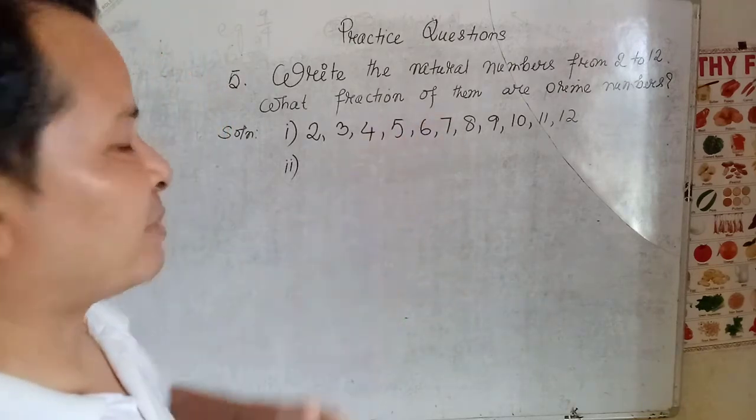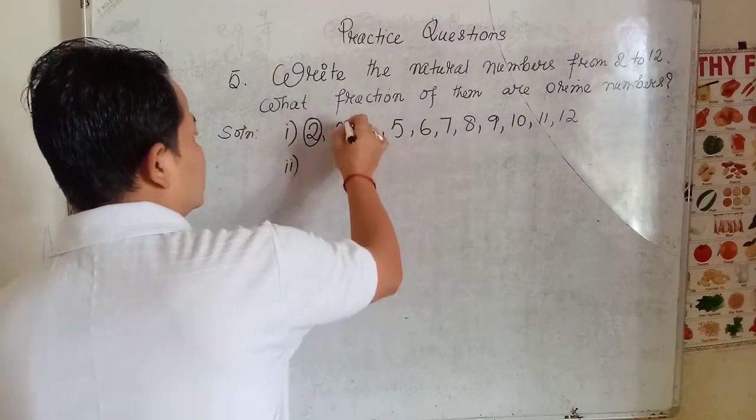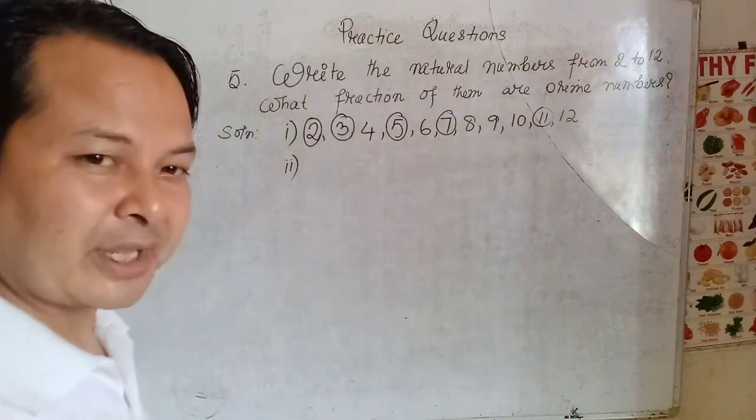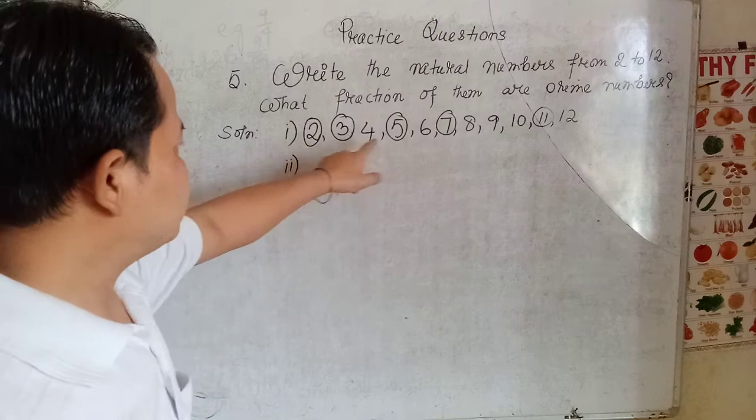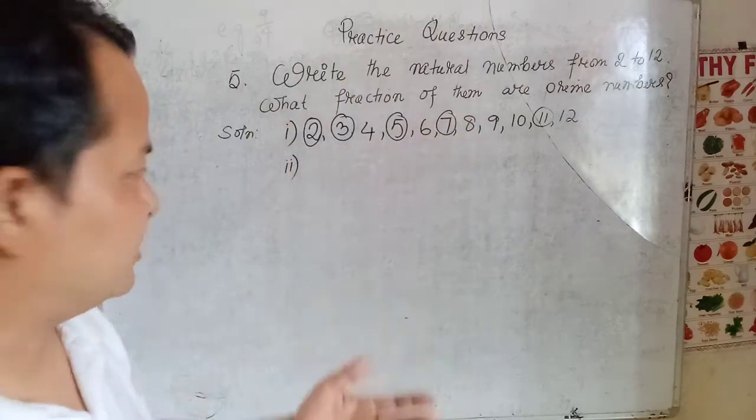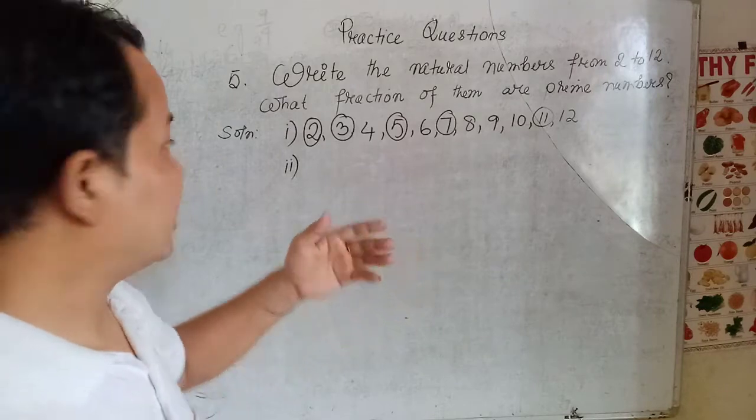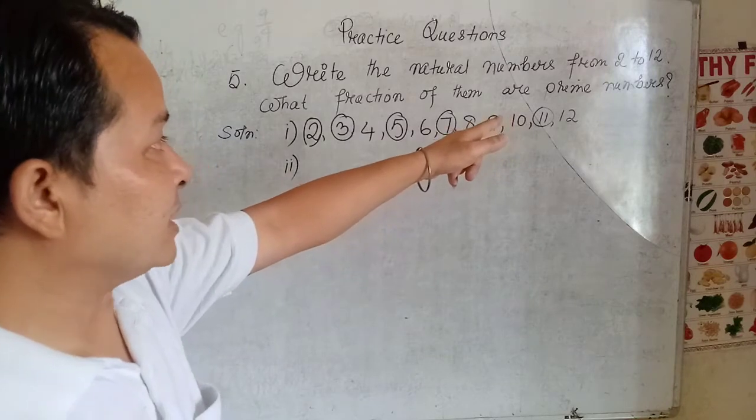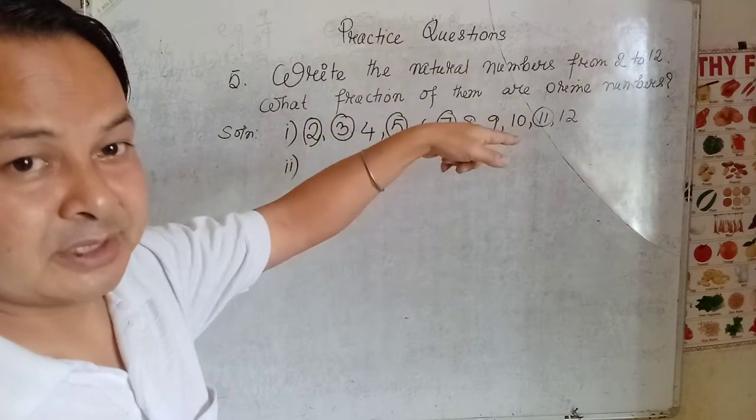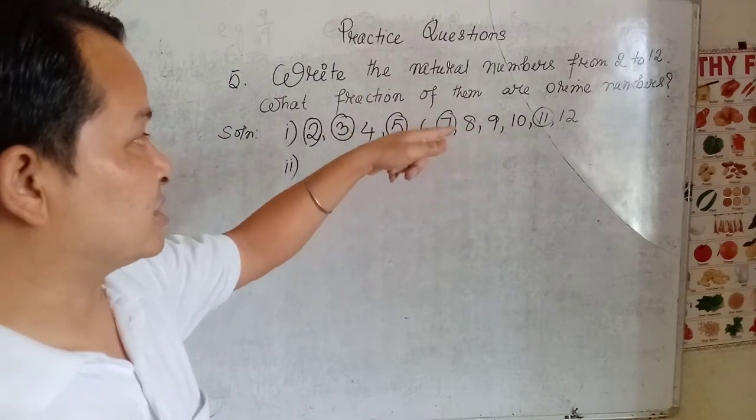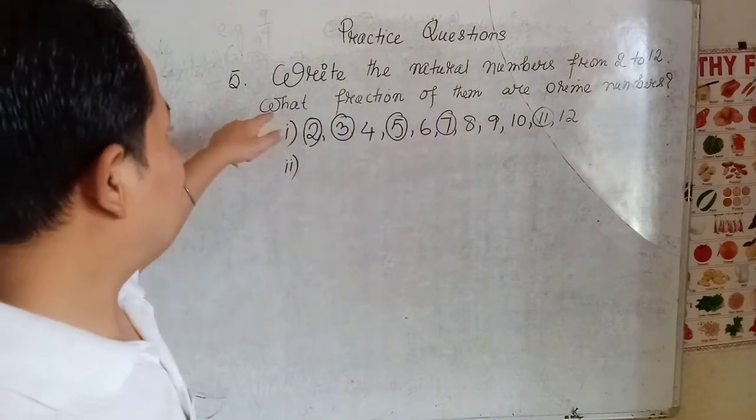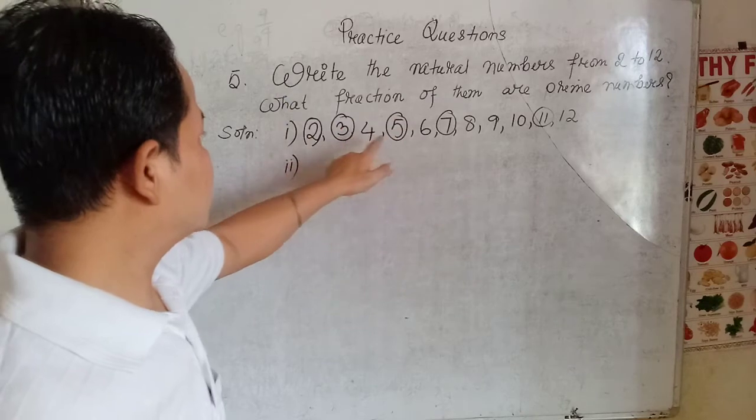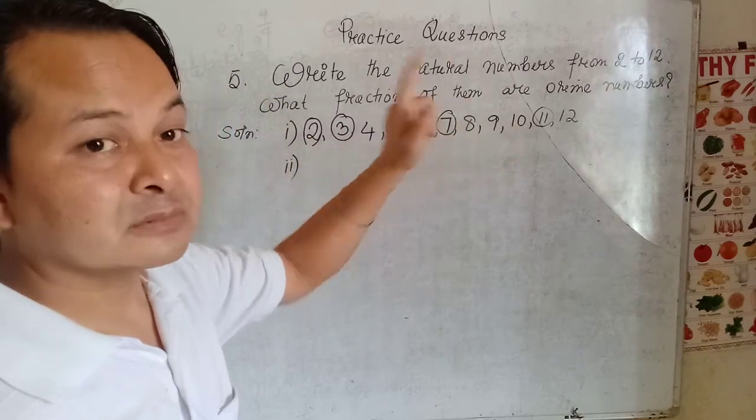So let us find out the prime numbers. The prime numbers are 2, 3, 5, 7, and 11. Now let us find out how many prime numbers there are. That is 1, 2, 3, 4, 5. There are 5 prime numbers. These 5 prime numbers are the smaller part with respect to this second part question. So 5 is the smaller part.